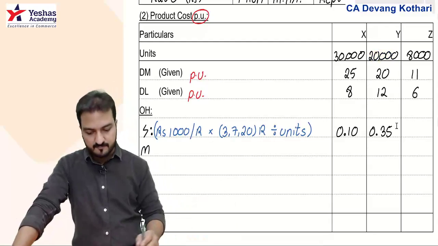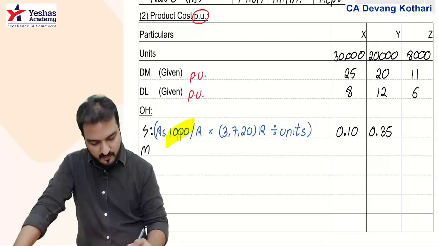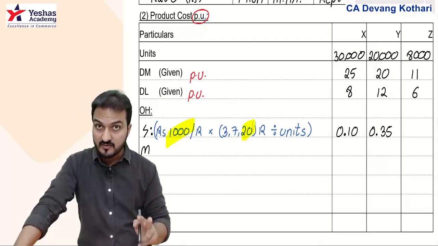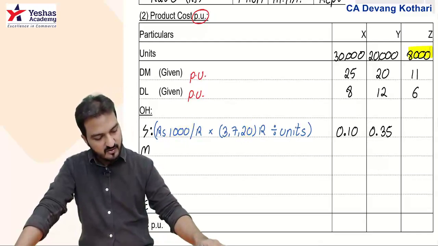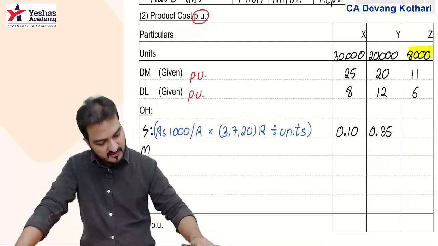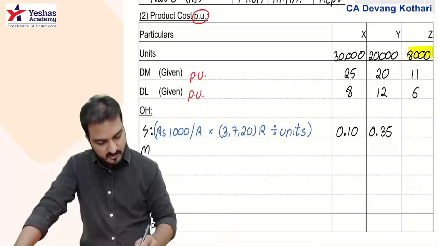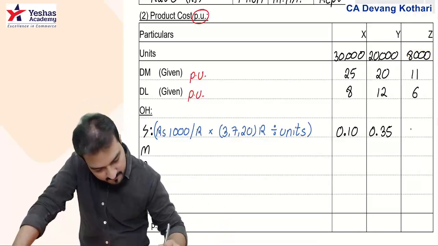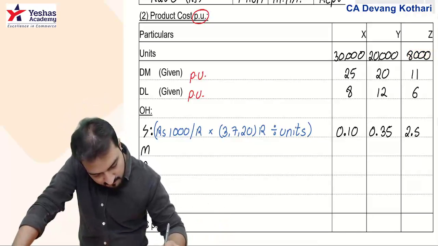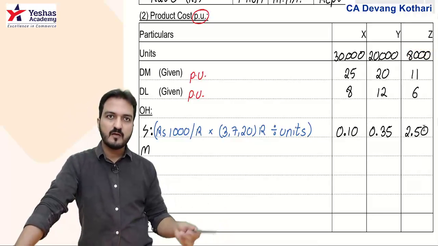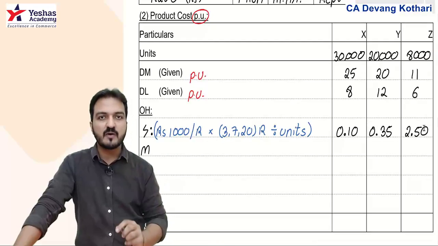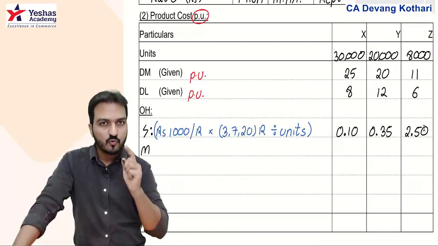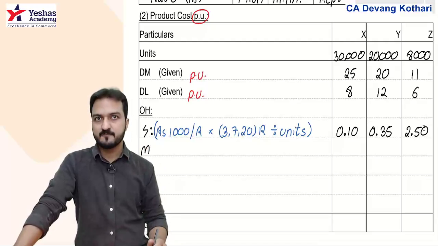And then for Z, 1,000 per run into 20 runs makes it 20,000. 20,000 is for all units. Divide by 8,000 will give you for 1 unit. 20,000 divided by 8,000 units, 2.5. This 0.10, 0.35 and 2.5 is my setup cost for 1 unit of X, Y and Z.